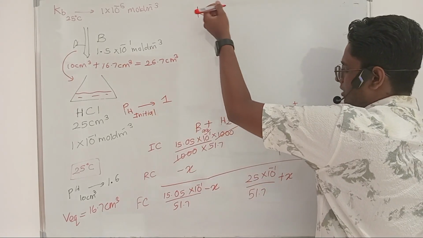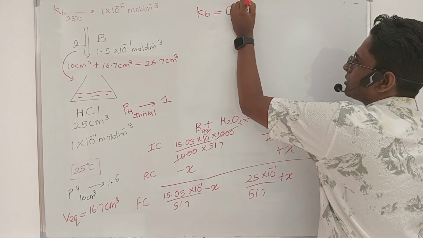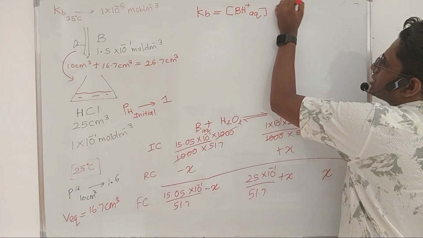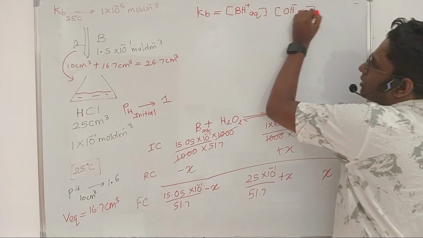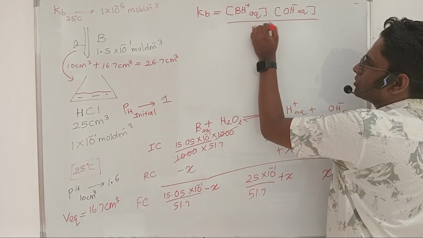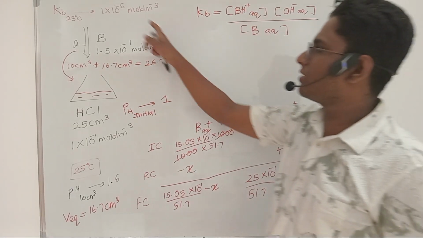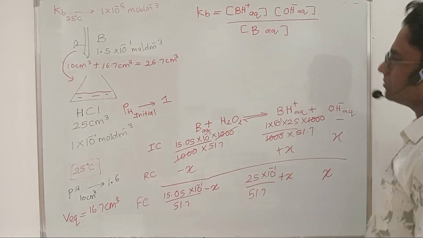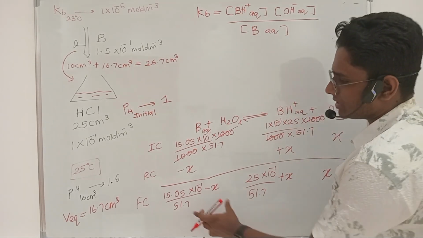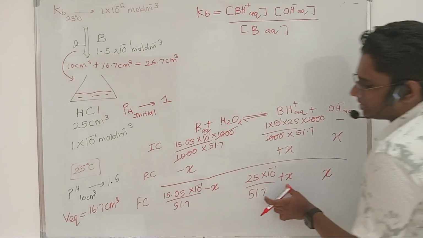Because marks are allocated for physical states also. But how to write the Kb expression? BH plus aqueous into OH minus aqueous divided by B aqueous, right? Divided by B aqueous. Now Kb value they have given, right? Before writing that, what is the concentration of BH plus? This is the concentration of BH plus, right?